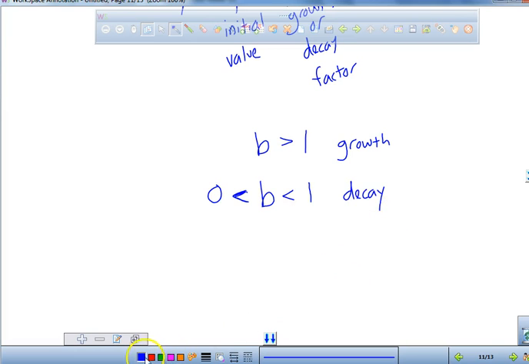So a growth function is going to look like this. It's going to be a graph that goes exponentially higher and higher and higher. It's going to start out right here along the x-axis, and it's just going to go up. Decay means you had a lot, and now it's exponentially getting closer and closer to 0. So it starts out with a lot and goes down really quickly. That's if you have a decay factor. We're going to talk about that. So let's just write now.